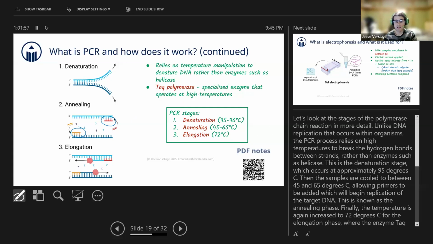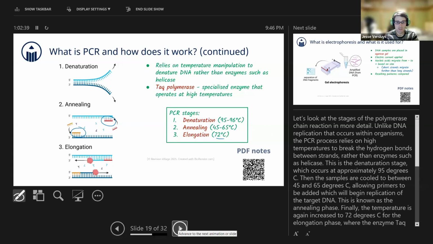Taq polymerase is extracted from a type of bacteria that is found in high temperatures, like hot springs, I think. It's able to function at a high temperature without denaturing. It's an enzyme that can use those high temperatures to still do DNA synthesis, because for our own cells, that wouldn't be possible. Then the elongation phase happens at about 72 degrees Celsius. This allows the process to happen quite quickly and still take place at these high temperatures. That makes the denaturation possible, because we can do that at a high temperature without denaturing the enzymes at the same time.